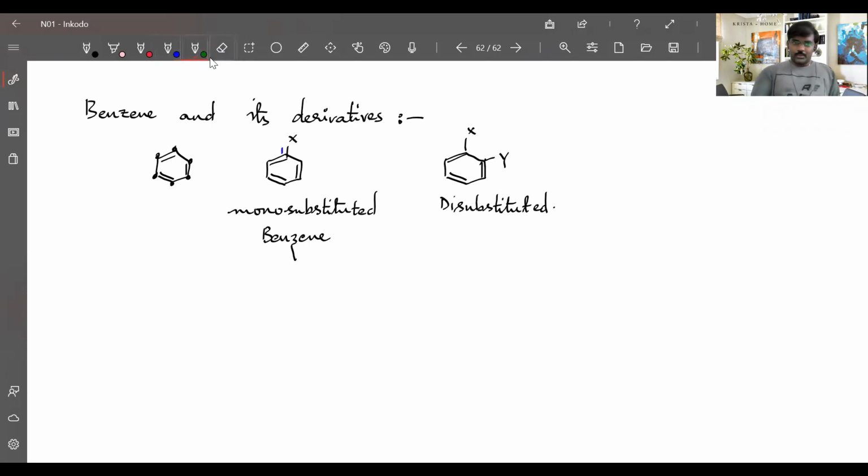Suppose here X is a prior group, so I'll start giving the numbering from X. So that will be 1 and 2. That means it is 1, 2 substituted benzene. Similarly, 1, 3 substituted benzene can also be there. In disubstituted benzenes, 1, 2, 1, 3, 1, 4, these are the 3 types you can see. So X is the main functional group, suppose. And this is 1, 3 substitution. Here it is 1, 2 substituted.